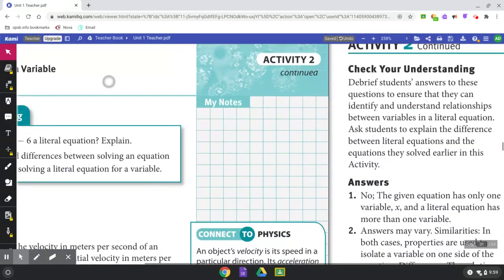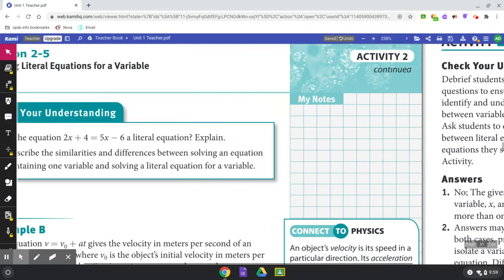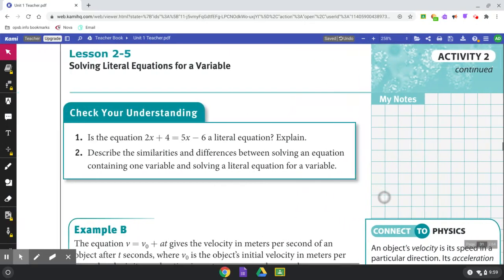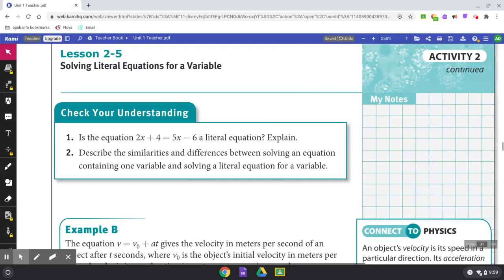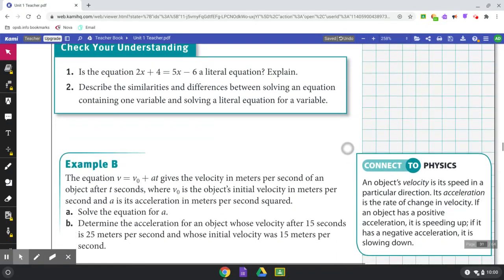All right, so now we're moving on to what page is this? 29 in your book. I want you to take a second, pause the video, do your check your understanding, and you're going to submit that as classwork.